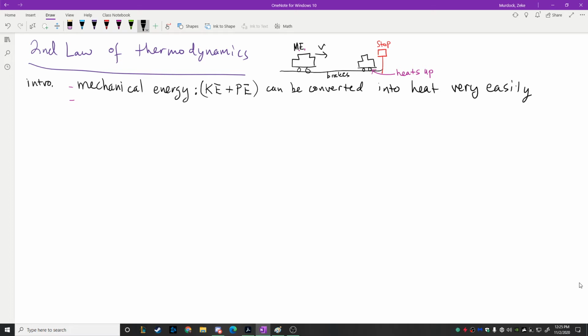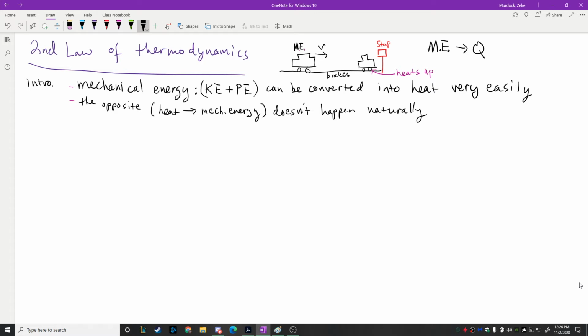I'll just say that the opposite, which would be heat going into motion or mechanical energy, doesn't happen naturally. So this process of mechanical energy turning into heat, we call this an irreversible process.